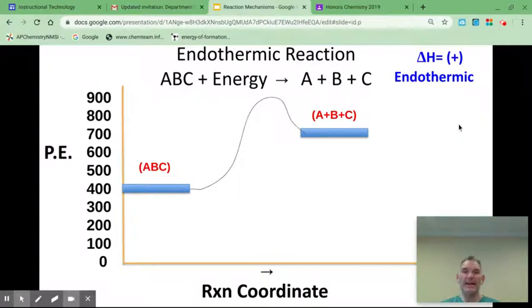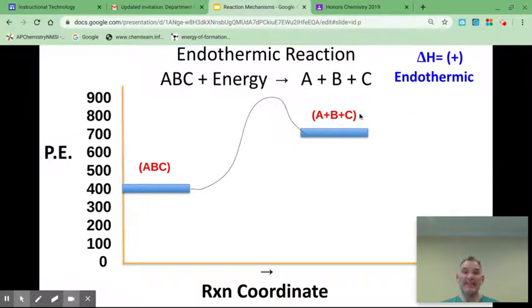Notice I put my little curl line in. I like to call this line the speed bump because the reaction does not proceed until you get over the speed bump. Same thing. You can't get through the parking lot unless you slow down, unless you want to do damage to your car, and you slow down to go over the speed bump to get to the other side. So this is my general shape for every endothermic reaction.